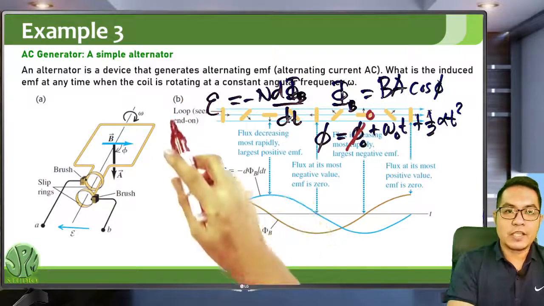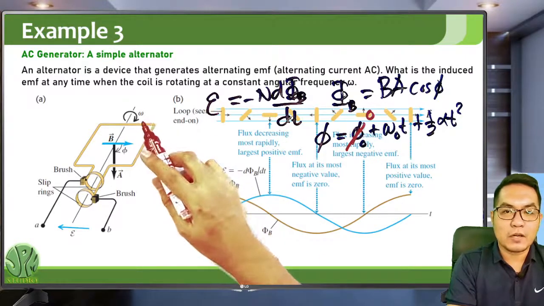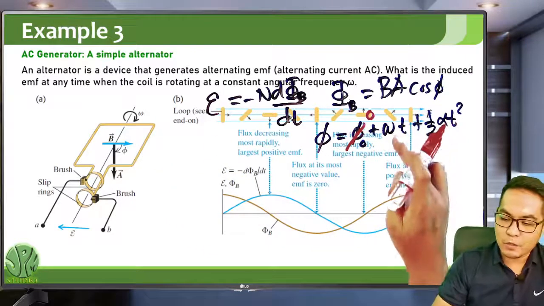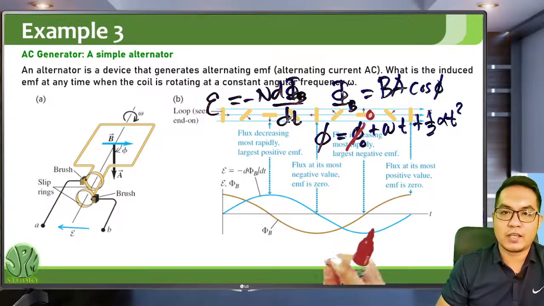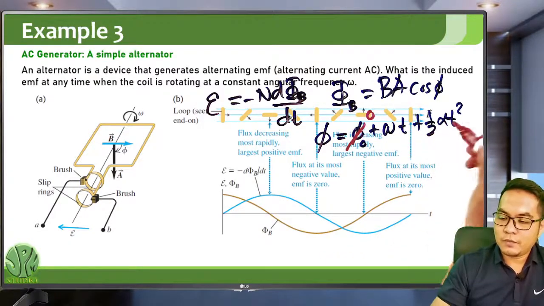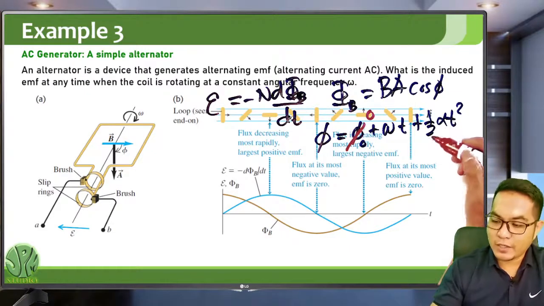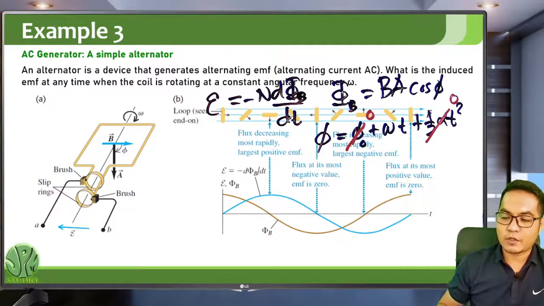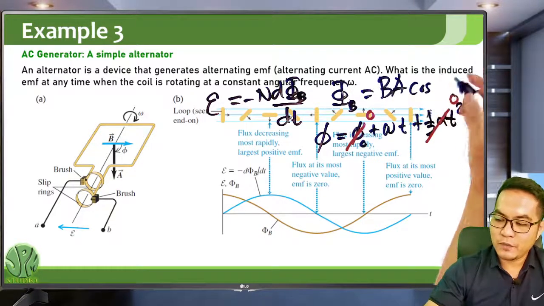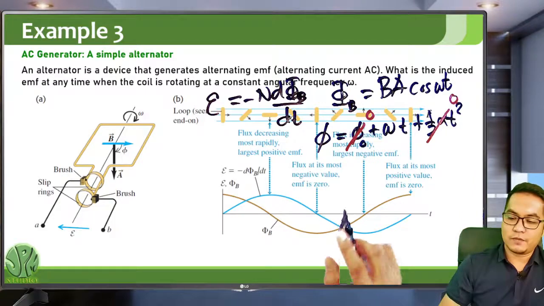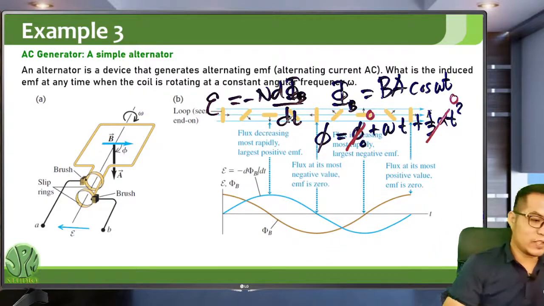And since this is only rotating at a constant angular frequency omega, this is actually our omega. I will no longer put the naught. So it's not accelerating, it's not speeding up, and it's not slowing down. So there's zero acceleration. So it's just omega t. So basically, our phi is just equal to omega t.